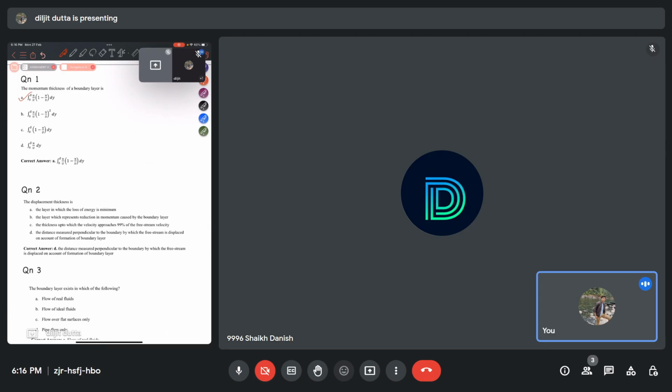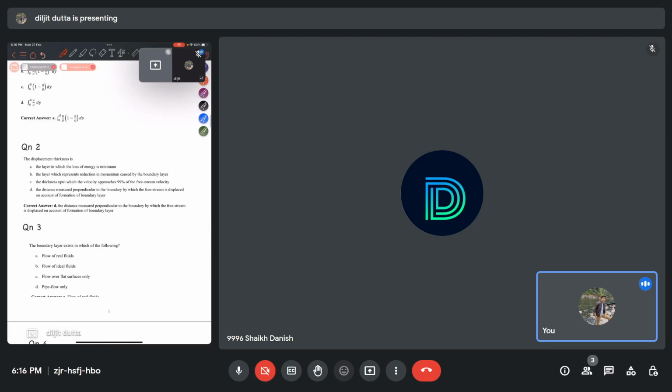Now the second question: the displacement thickness is a layer in which the loss of energy is minimum? No. The layer which represents reduction in momentum caused by the boundary layer? No. The thickness up to which the velocity approaches 99% of free stream velocity? No, because this is the actual definition of boundary layer thickness. So the distance measured perpendicular to the boundary by which the free stream is displaced on account of formation of the boundary layer is the displacement thickness. So the correct option is option D.